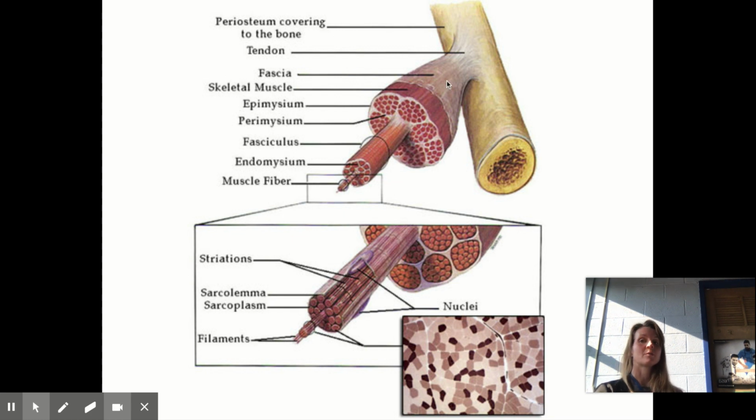So again, we've seen this before. Here's the bone that the muscle is attached to. Here's the tendon attaching the muscle, and here's the fascia around the muscle. This is the actual muscle here. We have the epimysium, the perimysium, which is within the two. And then we have the endomysium, which is between the smaller clusters of muscle fibers.